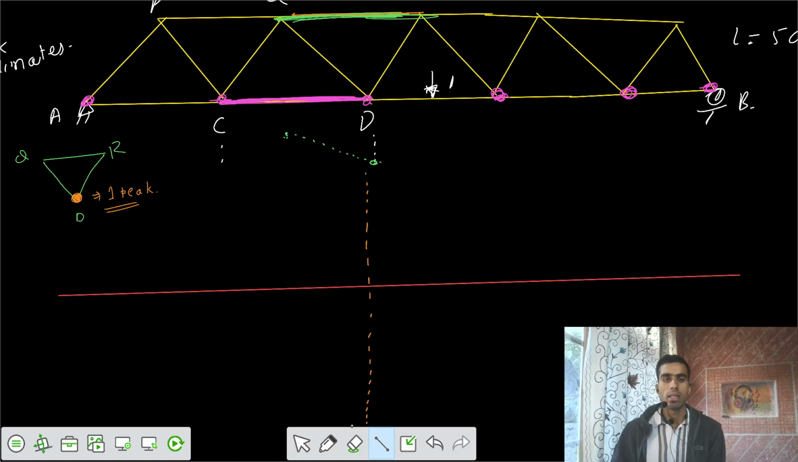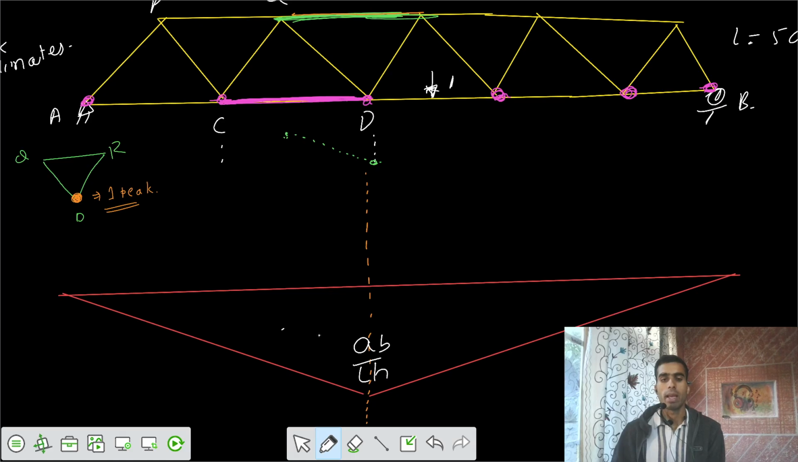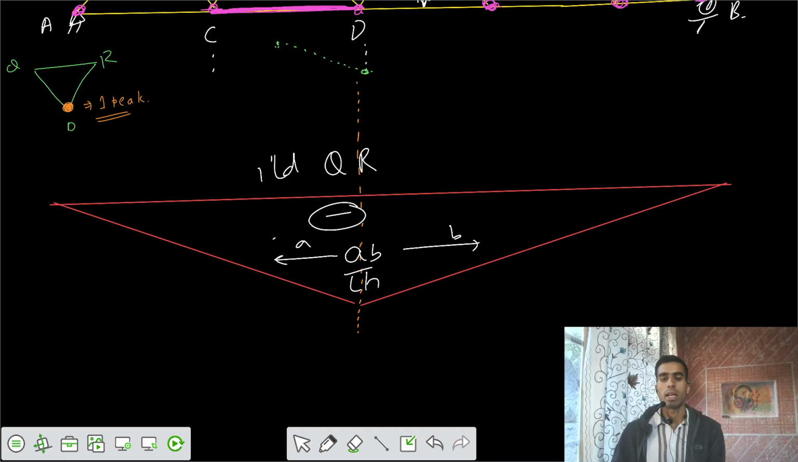Now we say that the diagram is negative, so below the reference line, and the ordinate value is equal to AB by LH. This peak ordinate is equal to AB by LH, where your A value is this one and B value is this one. AB by LH, this is your negative ILD for QR. Some sort of ILD for any bending moment at any section. Okay.